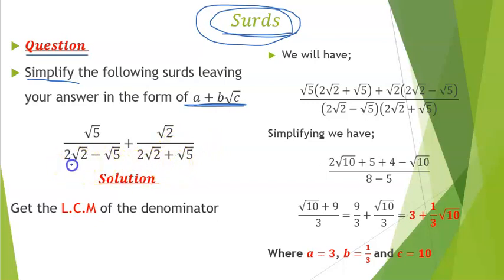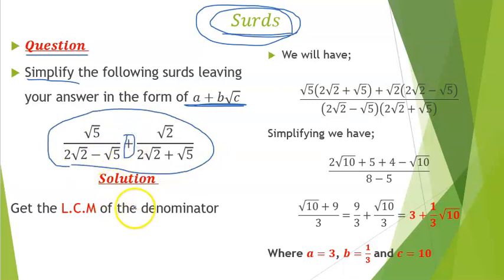If you look at this question, we have two surds that are separated by an addition sign. To work out this surd, the cheapest and quickest approach is to look for the LCM of the denominators. The LCM of the denominators is the product of the two denominators.